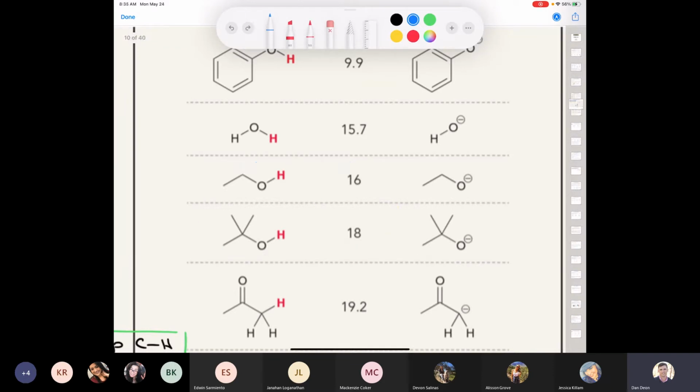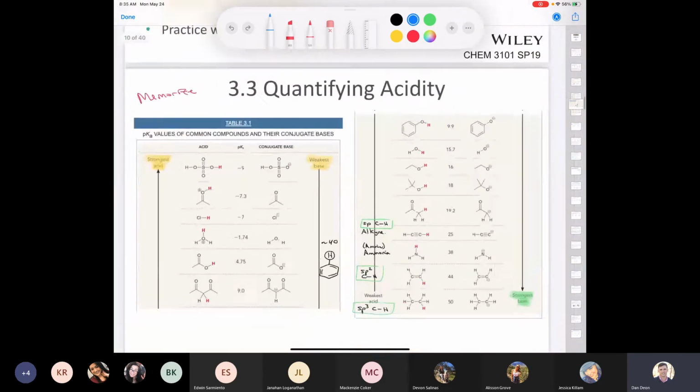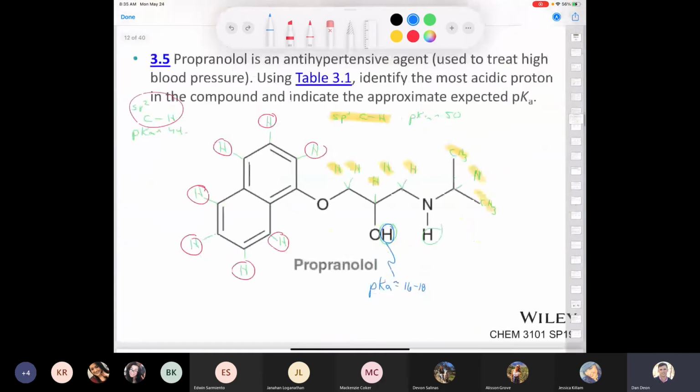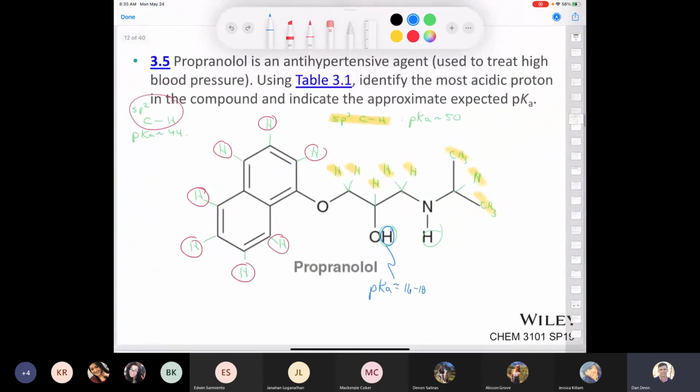So even if you said it's somewhere in the neighborhood of 17, take the difference or the average between 16 and 18. It'll still get you the right answer, my friend. We're not splitting hairs here. We're not really comparing close numbers. So 16 to 18. And what about this last proton here?